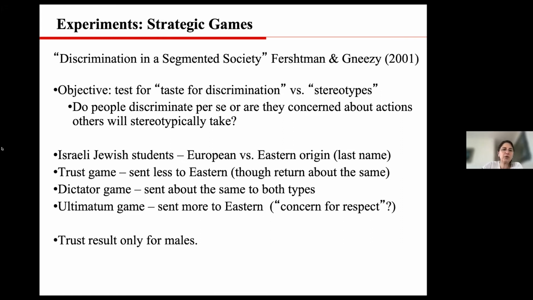The trust game is particularly interesting: even though these students of Eastern origin returned about the same amount of money, they were actually sent less money. So that's evidence of perhaps some discrimination, because there was nothing about their behavior which would have led the folks to send less money. And the trust result was only true for men, so there's both a gender and an ethnicity effect. This is a strategic setting where you've manipulated the ethnicity of the players, and you see some discriminatory, possibly stereotypical behavior.